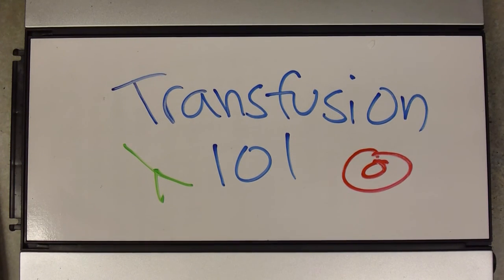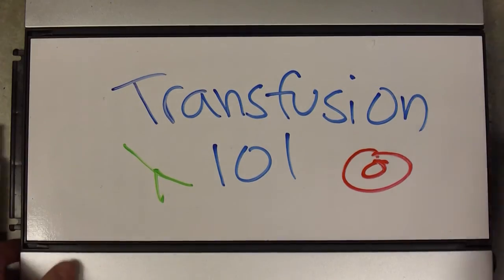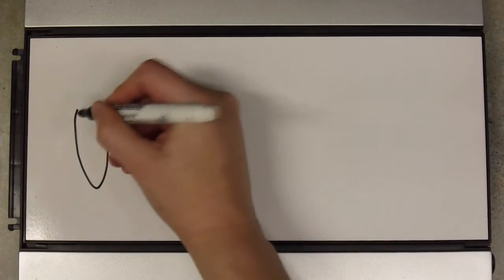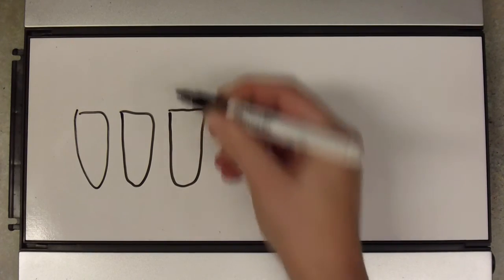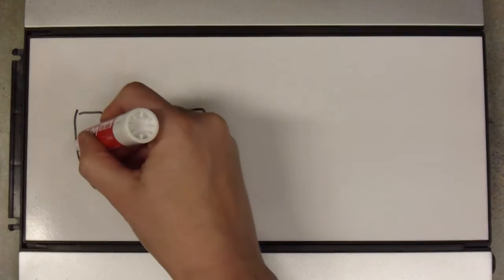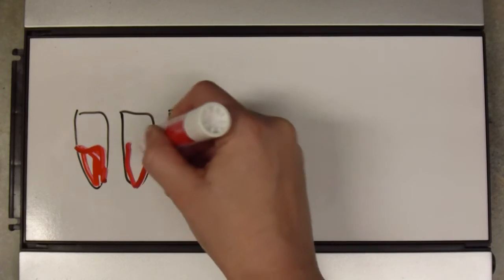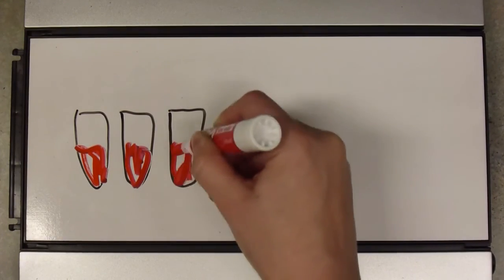I was asked if I could cover the basic transfusion testing of Type Screen and Crossmatch, so I hope this video helps you out. First, let's talk about determining the patient's blood type. What we do is we take the patient's blood sample and we spin it down and separate out the red cells from the plasma. We put the red cells into several little test tubes, and to each of these tubes we're going to add something different.